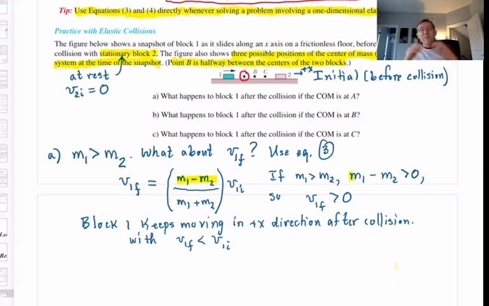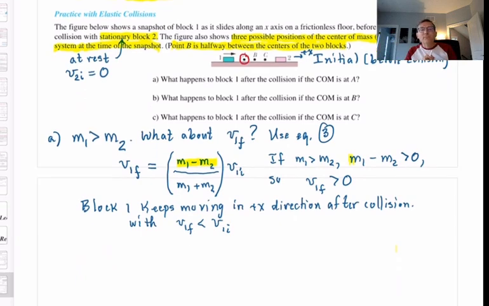Okay, so that's my description of what's happening to block 1 after the collision, given that the center of mass is at the point labeled A before the collision. Okay? That's all. It's a kind of a conceptual exercise here. Let's go on to B. What happens to block 1 after the collision if the center of mass is at point B?